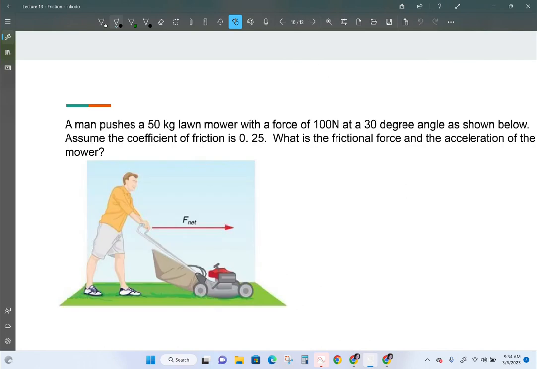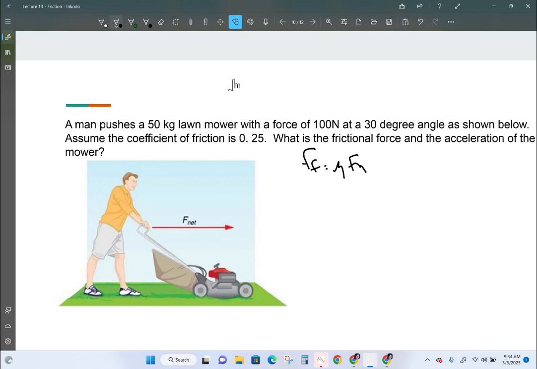All right, let's talk about the problem that's on your homework. A man pushes a 50 kilogram mower with a force of 100 newtons at 30 degrees. Assume the coefficient is 0.25. What's the frictional force and the acceleration? So first of all, friction is just going to be mu Fn. So let's figure out what Fn is.